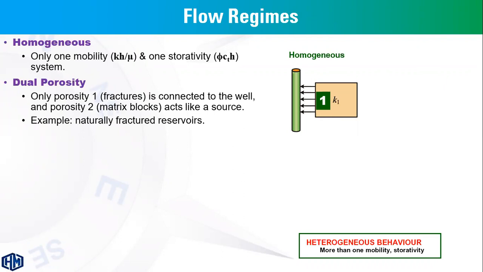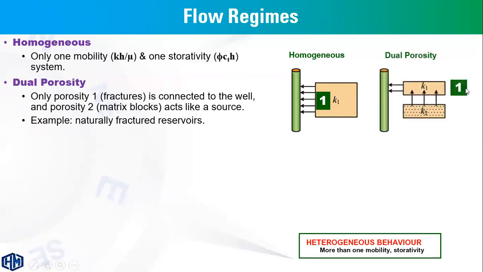The second type is dual porosity system. In this case, as you can see, we have two components of the reservoir. So the first component is the matrix blocks, and the second component is the fractures. So in this case, the flow will be from the matrix blocks to the fractures, and from the fractures to the well.